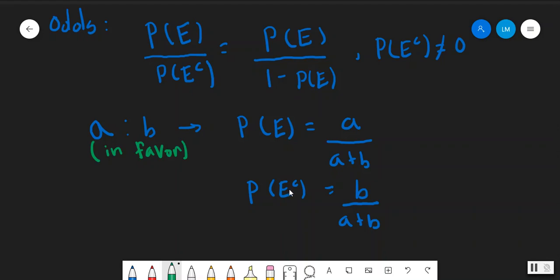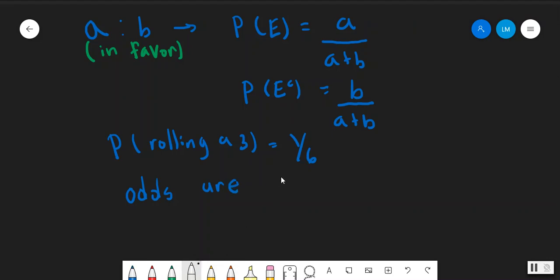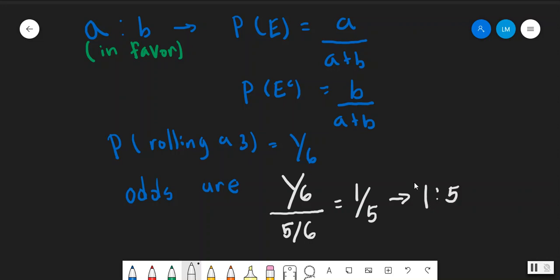One way that we can look at this is, for example, if we know that the probability of rolling a 3 if we roll a die is 1 out of 6, then the odds in favor are 1 divided by 6 over the complement that you do not roll a 3, which is 5 sixths. Notice that this gives us 1 over 5. The odds in favor can be written as 1 to 5. So the odds in favor of rolling a 3 is just 1 to 5.